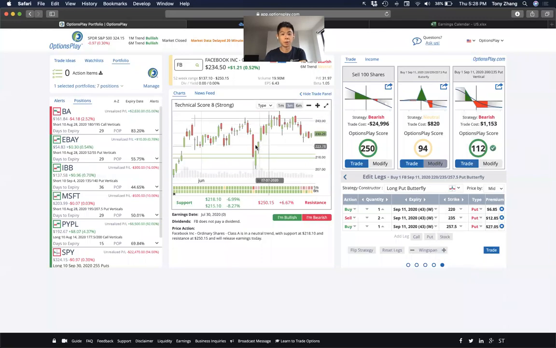Do you recommend taking profits at 50% for naked puts and covered calls? For naked puts, yes. For covered calls, generally you can hold on to them for a little longer than 50%. We usually get closer to 75% for that, but 50% for naked puts, absolutely.